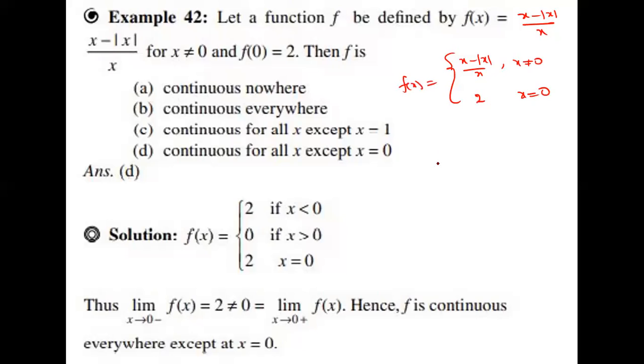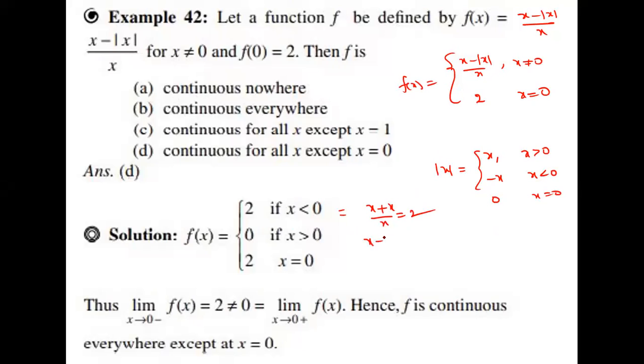Verify. Dear students, again I'm saying, what is the condition? x greater than 0 means mod x is x, x negative means minus x. So put these values, what result is coming here? In this case x less than 0, what is the case? x plus x by x. How much is coming? 2. That's the meaning.